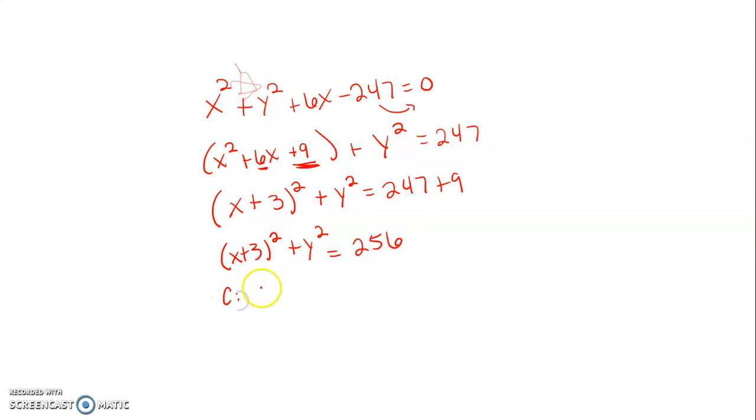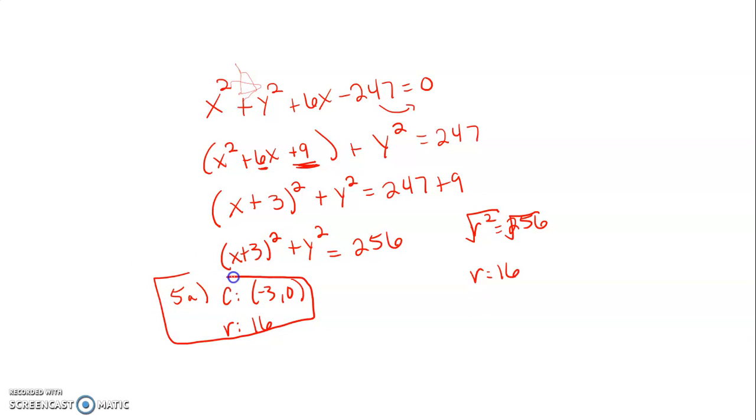Well, the center is going to be -3, 0, and the radius is just the square root of 256. So if r squared equals 256, then taking the square root of both sides, I've got r is equal to 16. So my radius is 16. And this is 5a. And then question 5b asks us, what are at least 2 points that lie on this circle right here?